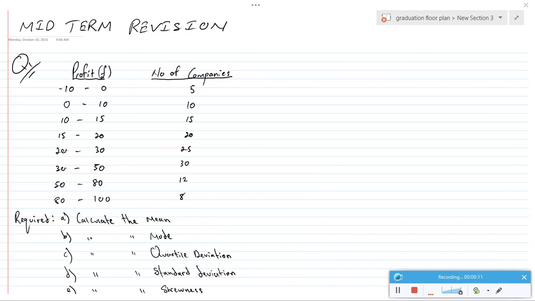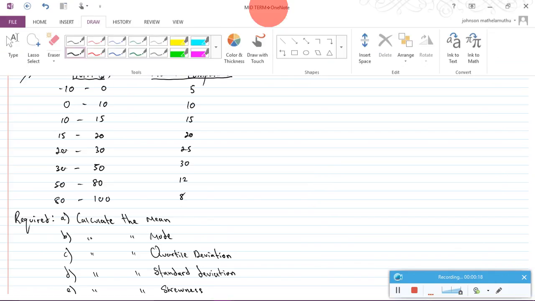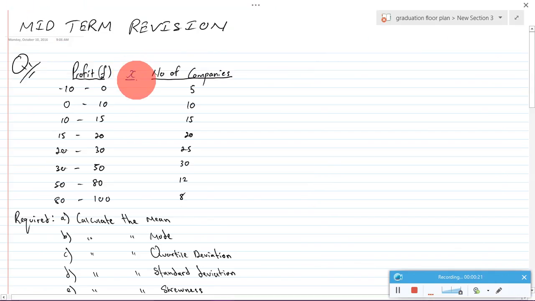So guys, still remember how to do mean? So what is the first step? What is it? What is the name for that? Midpoint, right? Okay, find the midpoint. So first one you get how much? Negative? You have 5 here.